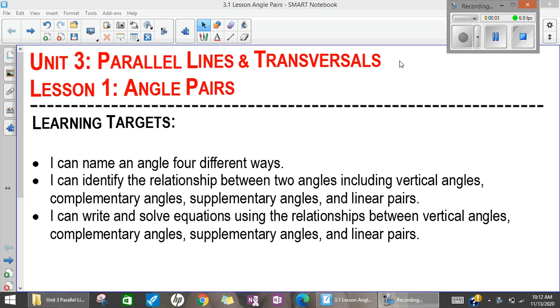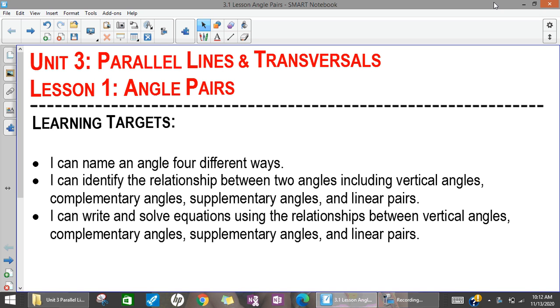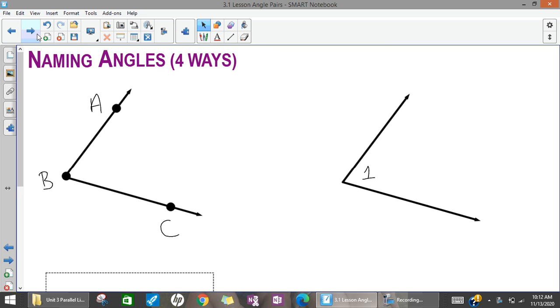Hey y'all, today we are going to start talking about relationships between pairs of angles. Just a reminder, the word pair means two, so we're going to talk about the relationship between two angles. And before we do that, we want to talk about how we can name angles. So there are four ways to name angles. Three ways involve letters, another way involves numbers.